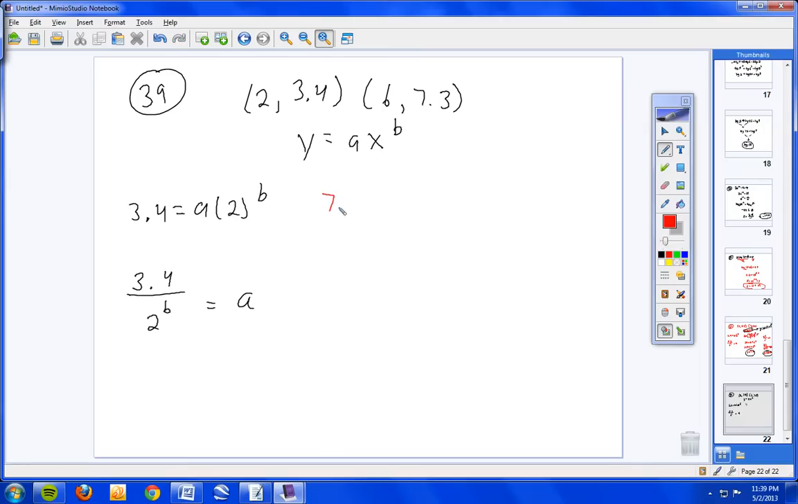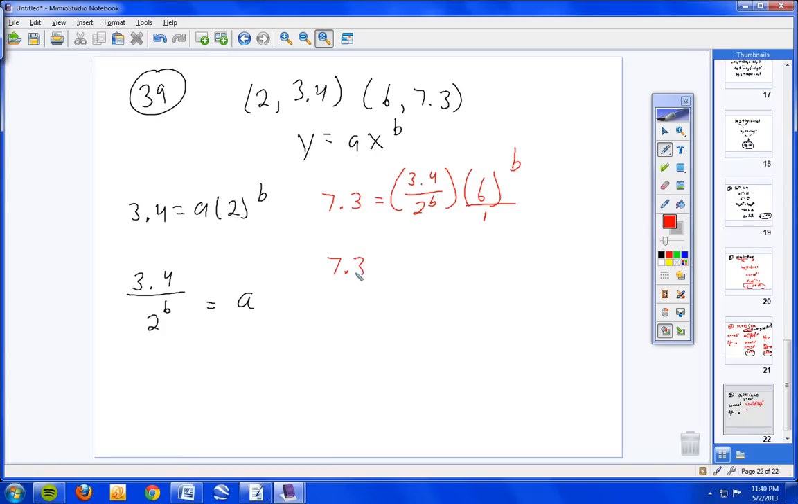And where the y is, I'm going to put 7.3 equals, and then next is a. Well, I'm going to pick this up and put this in for a. So 3.4 over 2 to the b power. And then for x, I'm going to put 6. Then all of that's to the b power. Now we're going to try to solve this thing for b, okay? Well, let's put this over 1. Put that over 1.